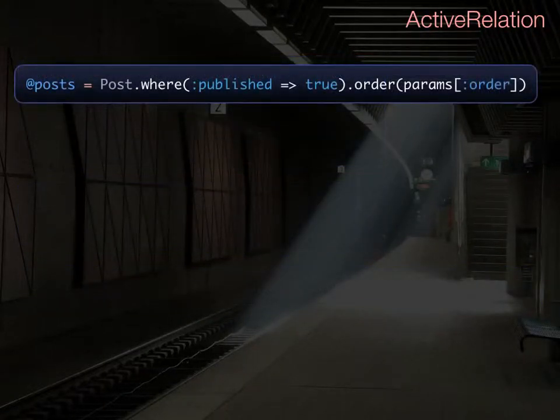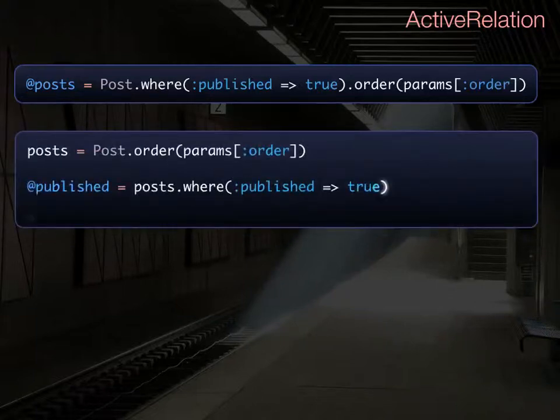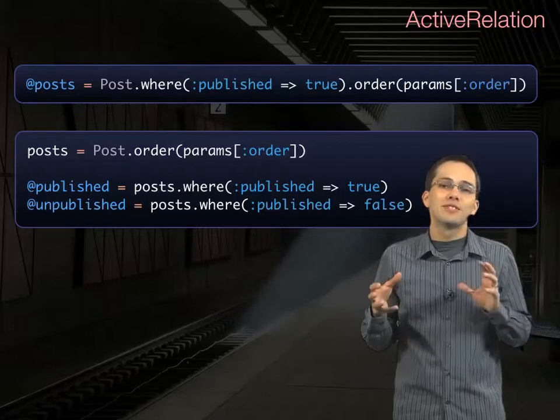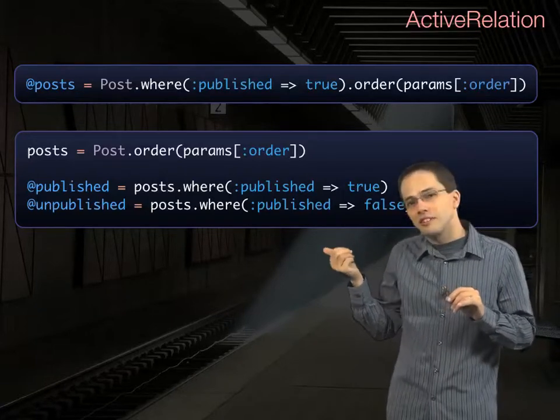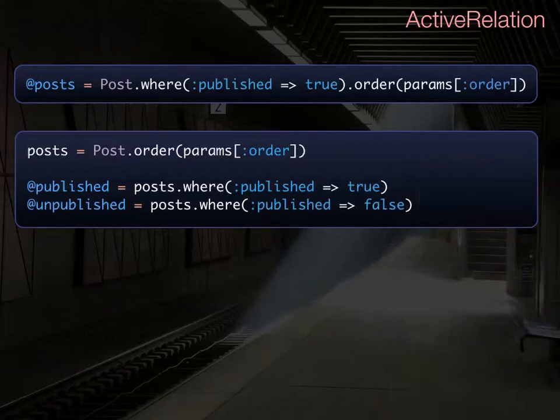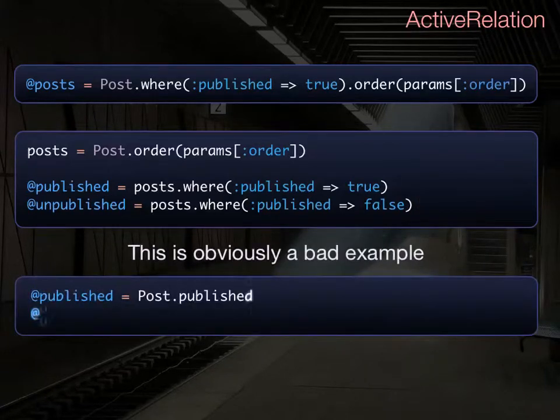Another side effect of Active Relation is I can reuse this object or maybe even split it. So here you can see we're specifying the order, and then I'm creating two different Active Relation objects from a single one. One is published and one is not published. Now, as I was coding up this screencast, I realized that this sort of looks like a bad example. If this was code in a real Rails app, we'd probably refactor this to use a scope or a named scope so that we could write Post.published or Post.unpublished.